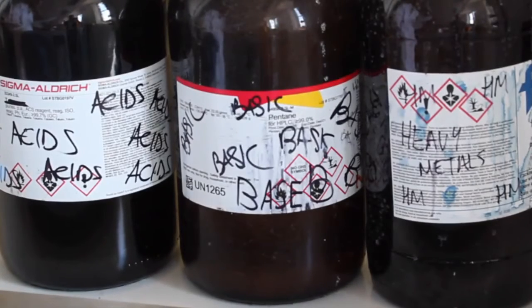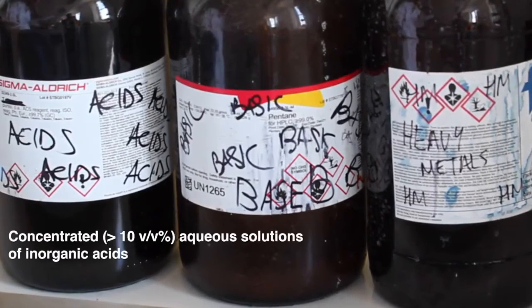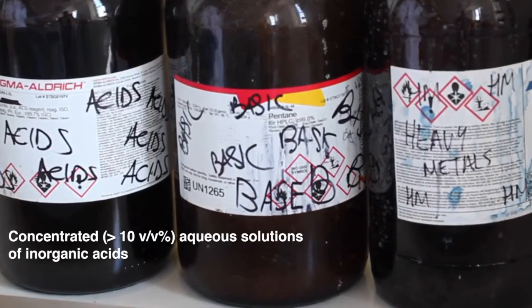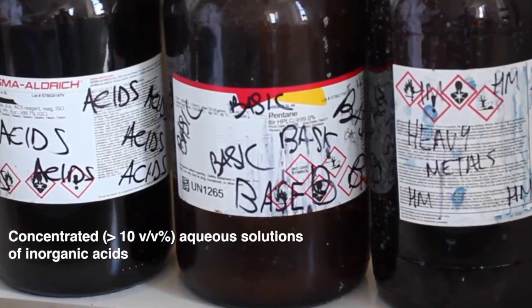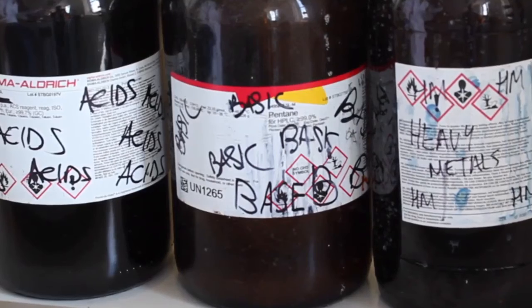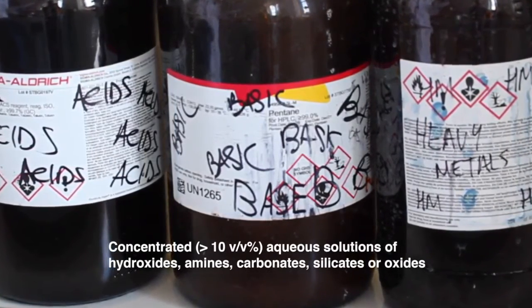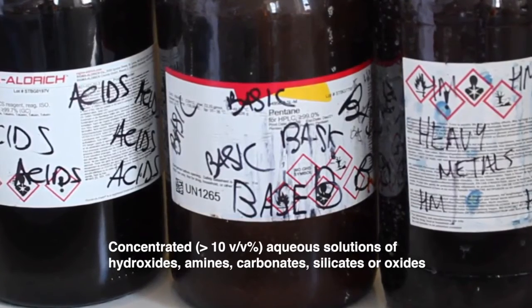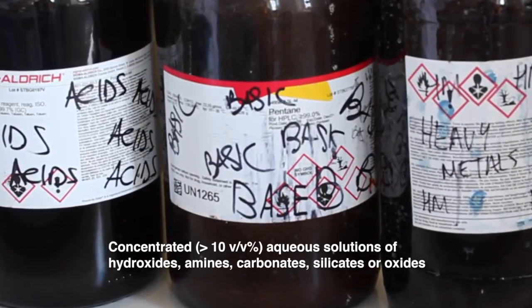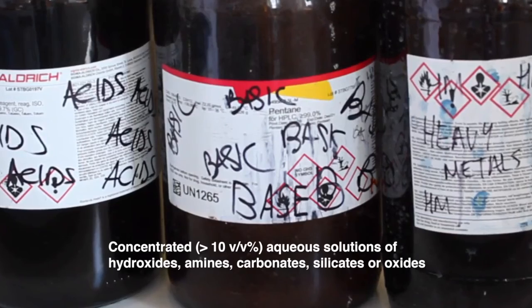Next, we have the acidic waste container. Here you can dispose of concentrated, which means higher than 10 volume percentages, aqueous solutions of inorganic acids. If you're using concentrated aqueous basic solutions of hydroxides, amines, carbonates, silicates or oxides, on the other hand, you will be using the basic waste container, which is standing right next to the acidic waste.